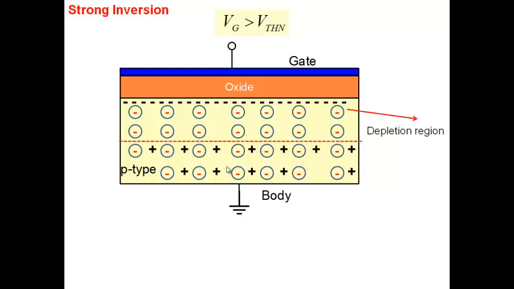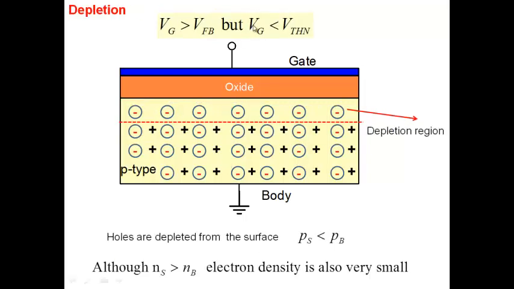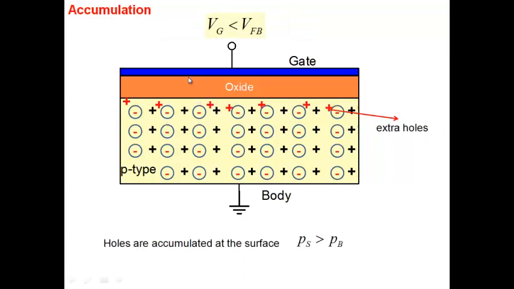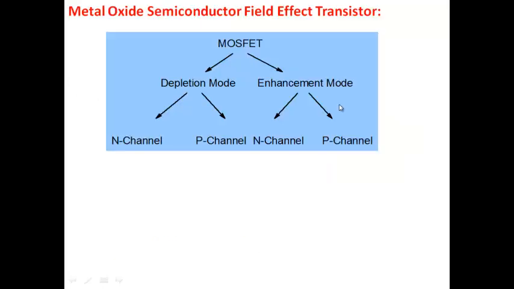So you can see three distinct regions here. Depletion, where I have hardly any carriers at the surface, neither a lot of electrons nor a lot of holes. Strong inversion, a lot of electrons at the surface. And accumulation, a lot of holes at the surface. So that's the background that we need.